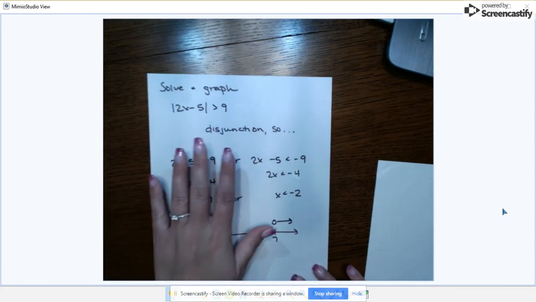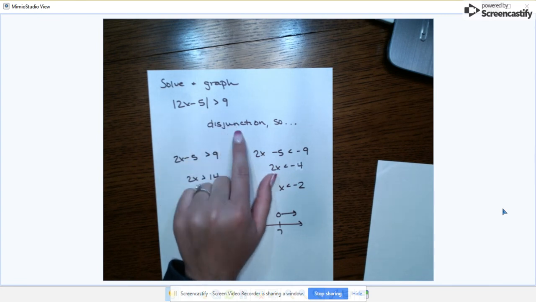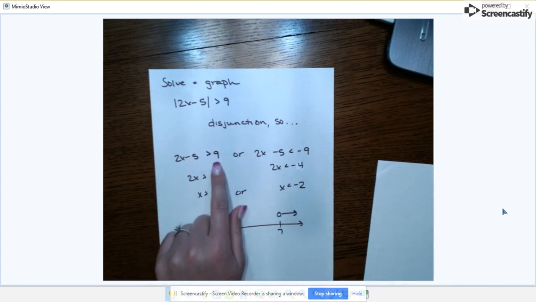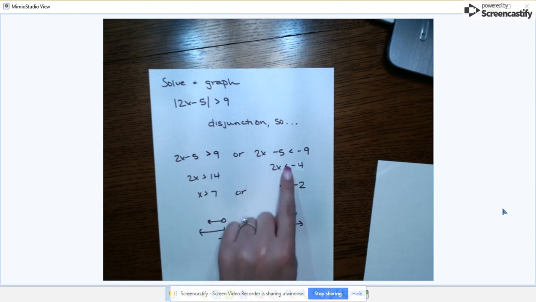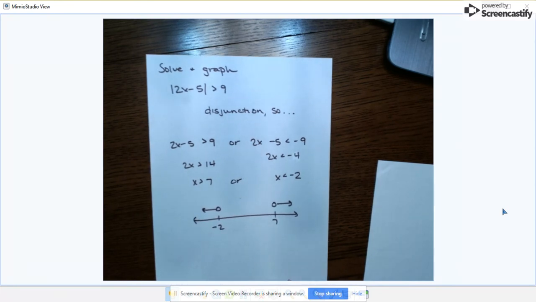One final example. The absolute value of 2x minus 5 is greater than 9. This is a disjunction, so we can write our two inequalities. We have 2x minus 5 greater than 9, or 2x minus 5 less than negative 9. Solve them. Normally, we have x is greater than 7 or x is less than negative 2, and then I graph that solution set.